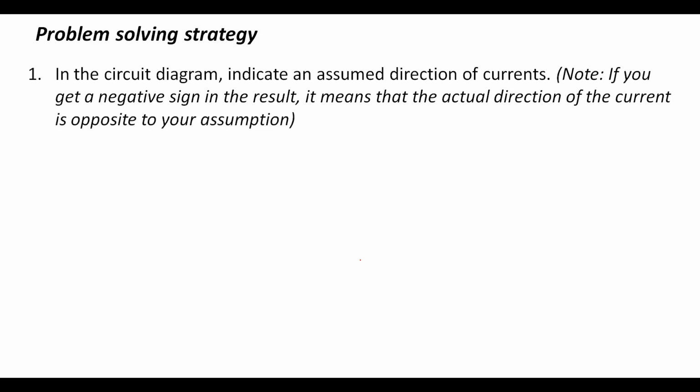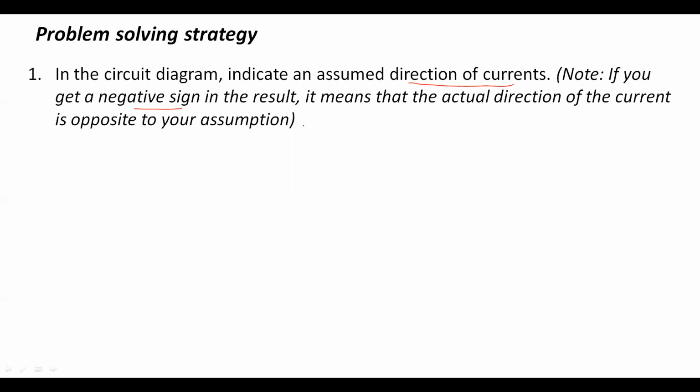Now you know that Kirchoff's laws would give us the unknown values of currents and EMFs in the circuit. So in the circuit diagram that is given, the first thing that you need to do is indicate an assumed direction of currents. So simply mark the direction of currents. And also please note that if you get a negative sign in the result, it means that the actual direction of the current is opposite to your assumption. So don't get bothered about the negative sign if you get it in your result, because it just means that the assumed direction of the current is opposite to the actual direction.